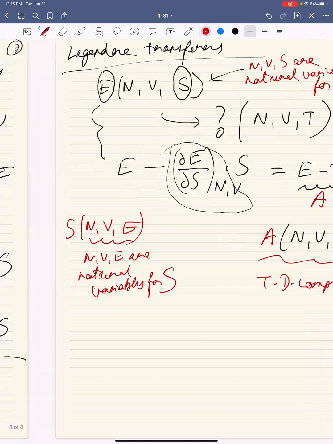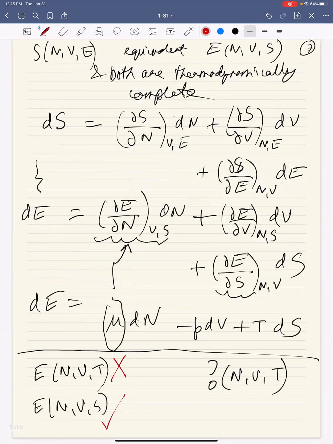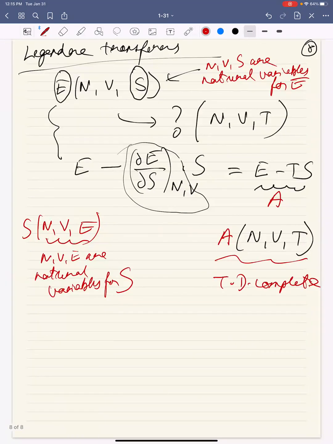I'm going to stop here. Next time, what I'm going to do is to again start from S of NVE, this idea. It's never too bad to refresh it. Once again, show how E of NVS is thermodynamically complete, all of this. Look at A and then try to calculate dA, show you what it looks like, then look at G, remind you of Maxwell relations, and then we will start with StatMech.